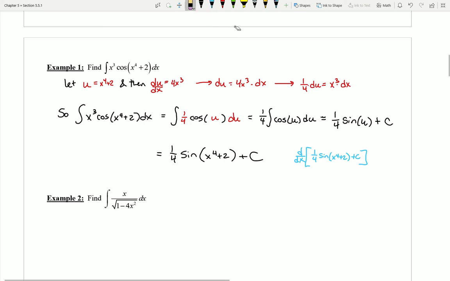If I wanted to calculate this derivative, I would start by saying, leave the 1/4 alone, then do cosine of stuff times the derivative of the stuff plus 0 because c is a constant. Notice here that my 1/4 and my 4 are going to cancel out, and I'm going to be left with x to the third cosine x to the fourth plus 2. Does it work? Yes! This is a really good antiderivative.